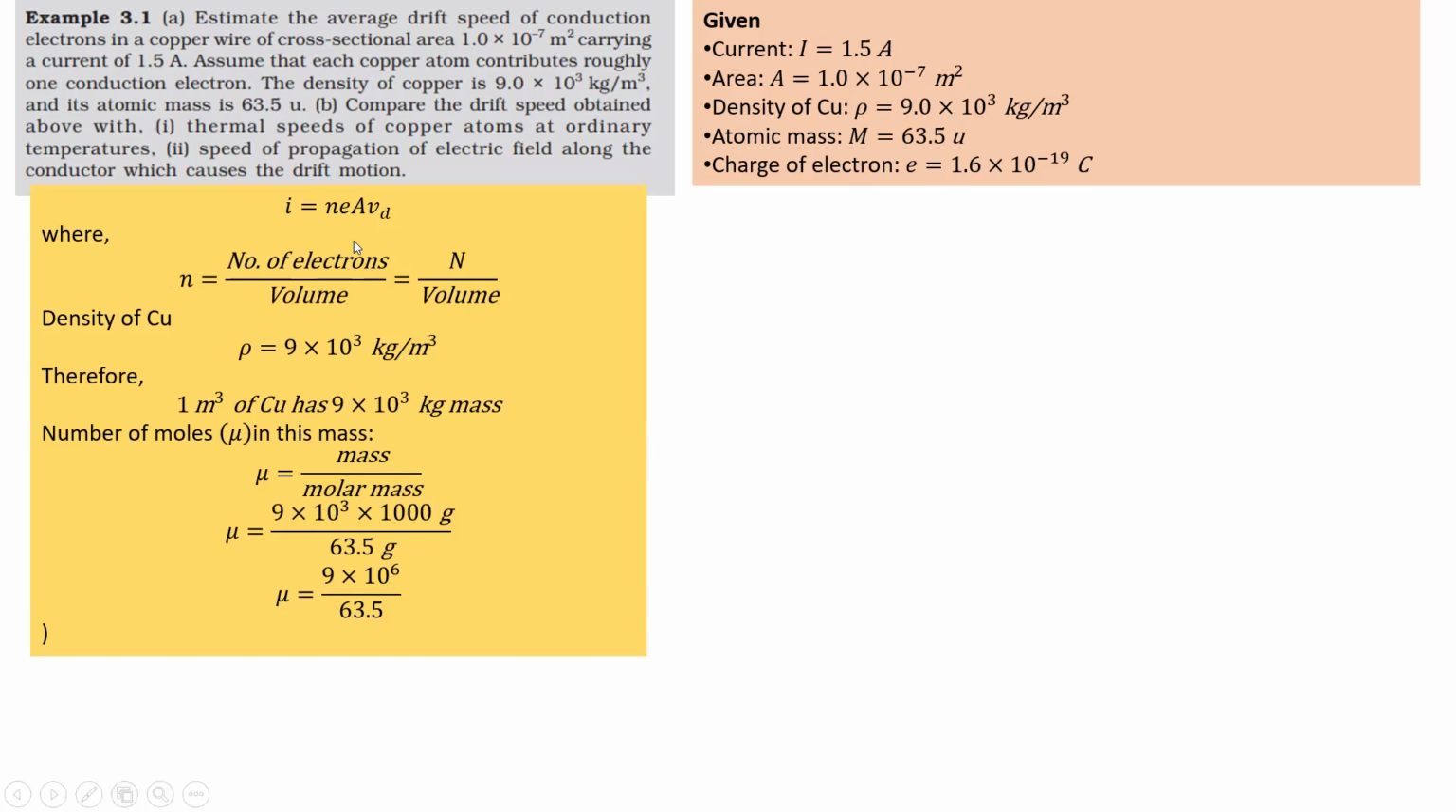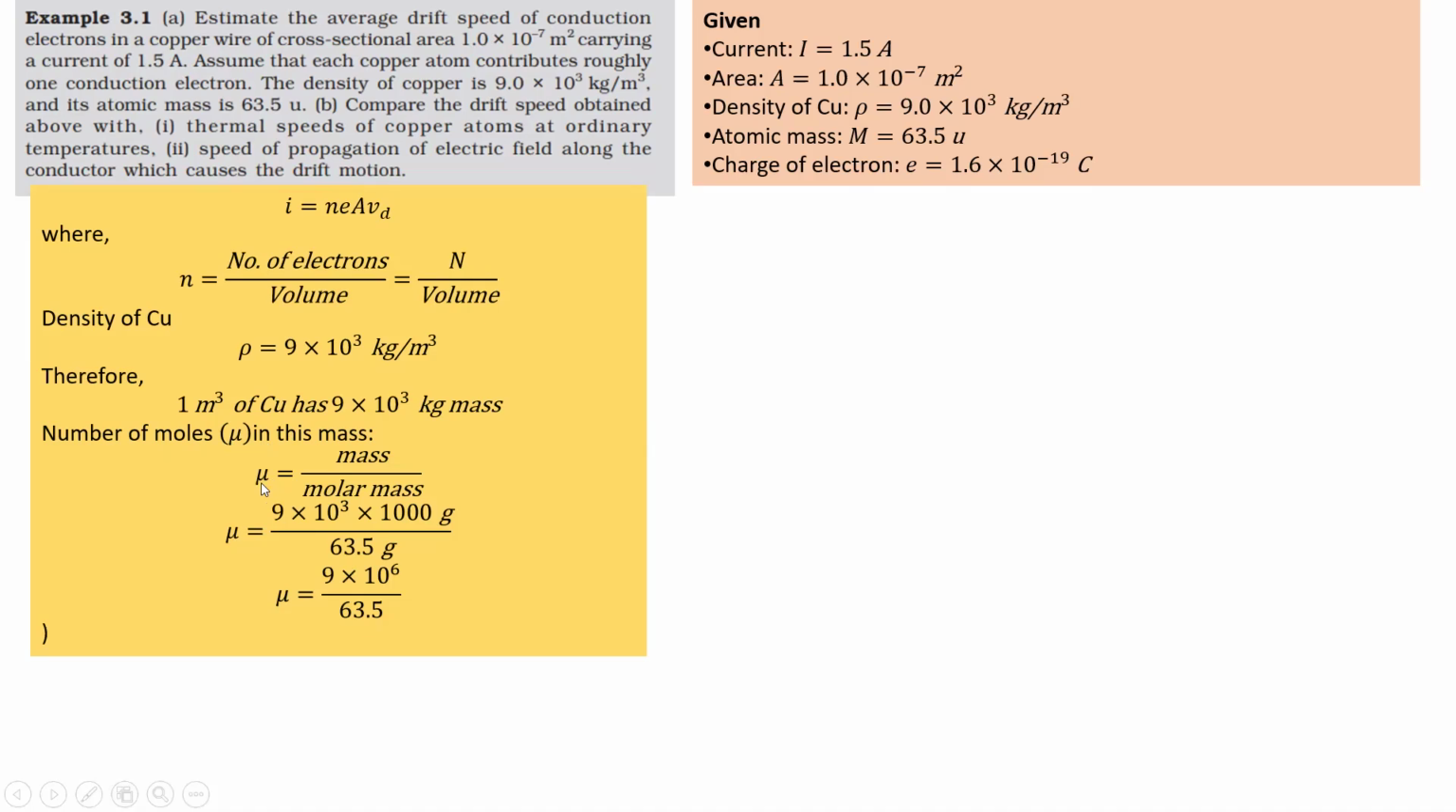Let us take number of electrons as capital N. So N per volume. But density of copper is given as 9 into 10 to the power 3 kg per meter cube. What do you mean by this? That is 1 meter cube of copper. Suppose you take a cube, length is 1 meter, cube of copper is having mass 9 into 10 to the power 3 kg. First we will find out number of moles.